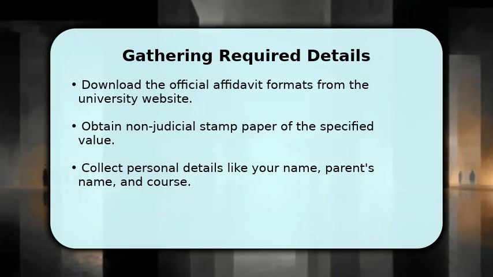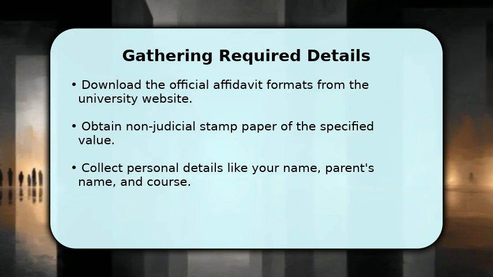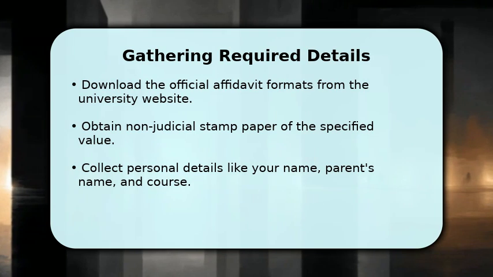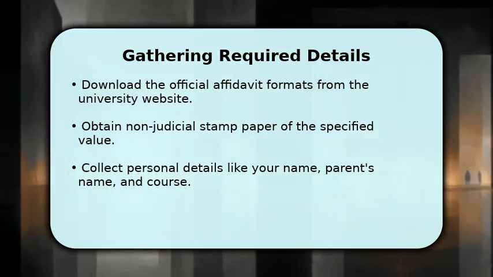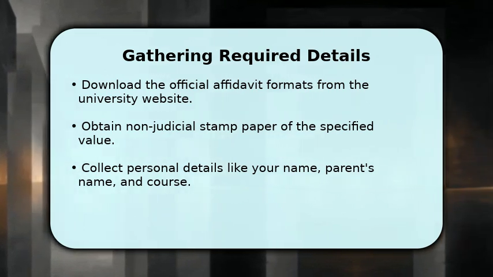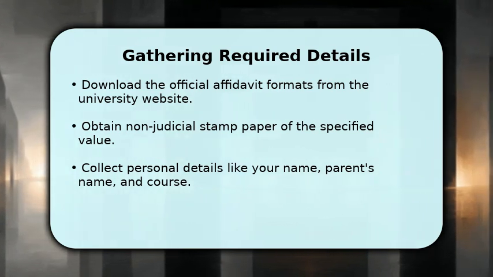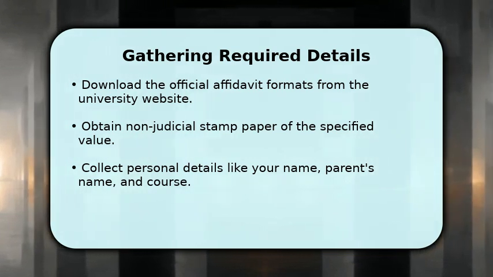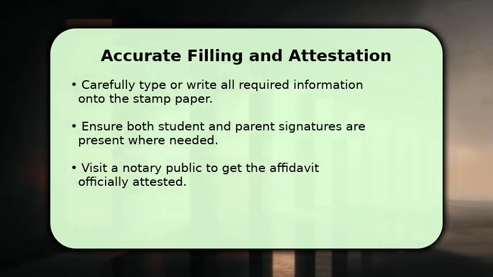First, you need to gather all the necessary components. Begin by downloading the official affidavit templates directly from the university's admissions or downloads section. Next, acquire non-judicial stamp paper. Typically, this is of 20 rupees or 200 rupees value, depending on the specific campus and affidavit type. Finally, compile all personal information, including your full name, your parent's full name, your chosen course, and your application or registration number.